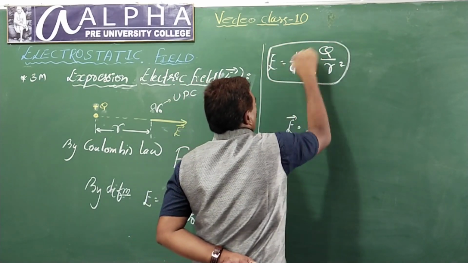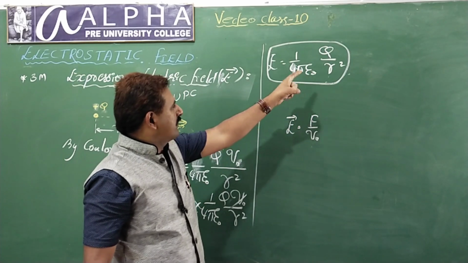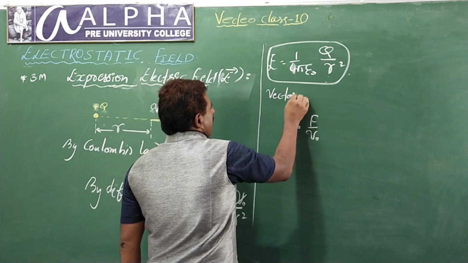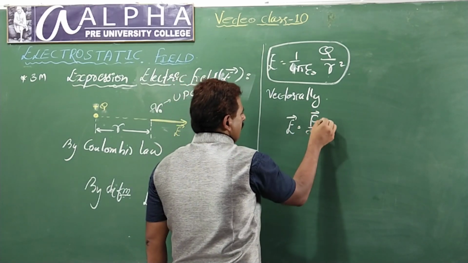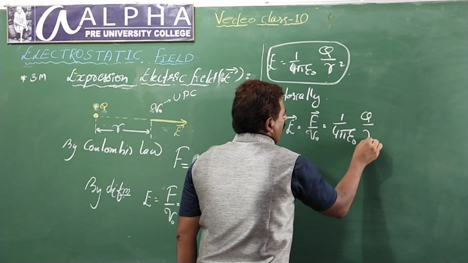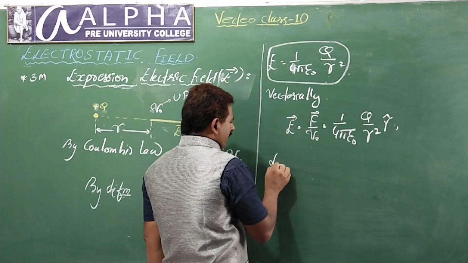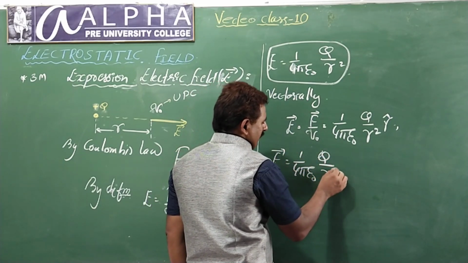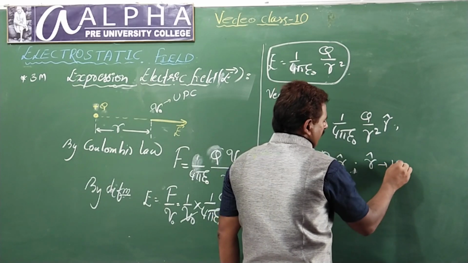See students? Like force, this also obeys the inverse square law. As distance increases, the value of electric field decreases with the square of the distance. Vectorially, you write it this way: electric field vector E equals F by Q naught, which equals 1 over 4 pi epsilon 0 Q divided by R squared into unit vector R cap, where R cap is the unit vector in the direction of the electric field.